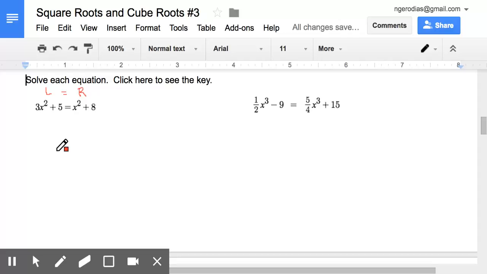We also have to remember that we want the variable to be on one side and separated from the constants. Constants are those numbers, these fixed numbers. This is a constant, this is a constant term.